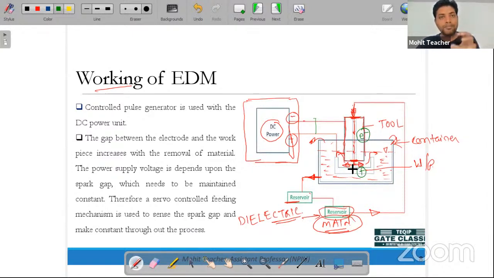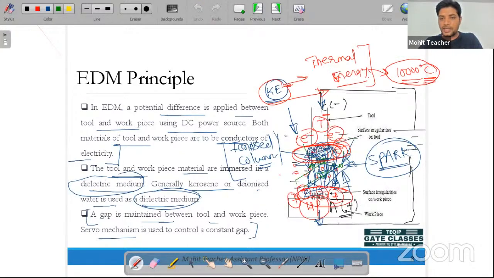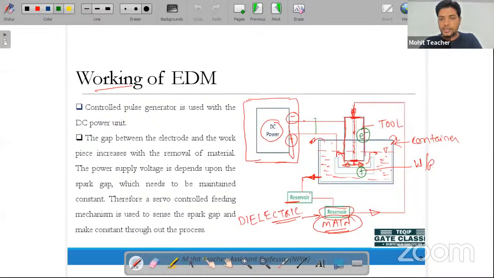Whatever principle we have discussed till now, positive ions will move toward the electron side, electrons will move toward the positive side, and in between there are molecules. Whatever distance we have studied over here, this distance, is very small. So whatever is happening there is actually happening in a very small area. Now when this spark is generated over here, okay, this spark is generated over here.